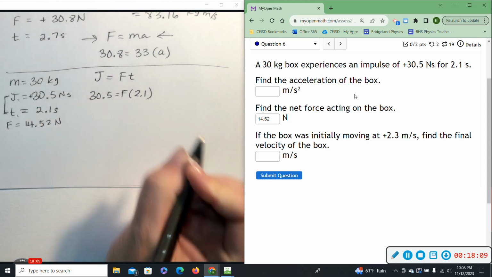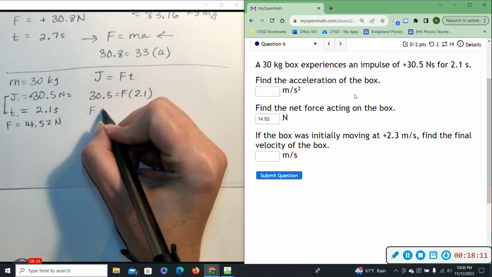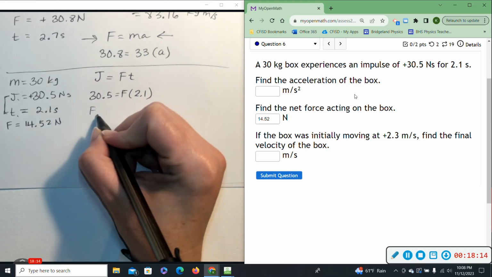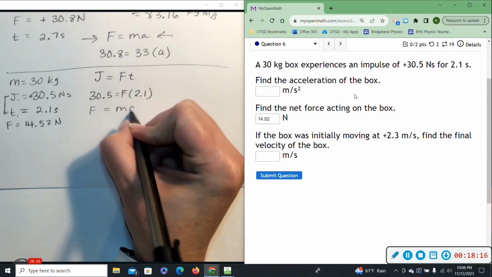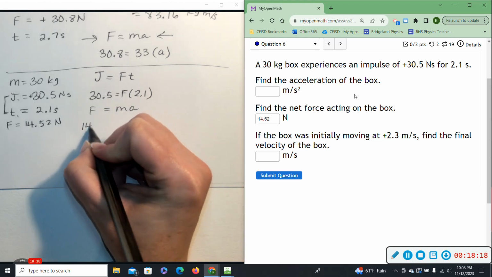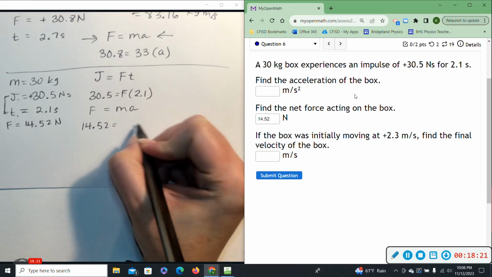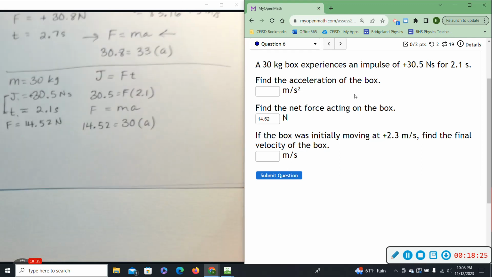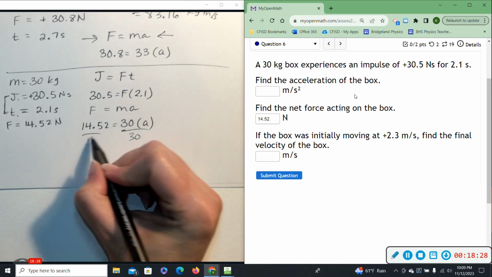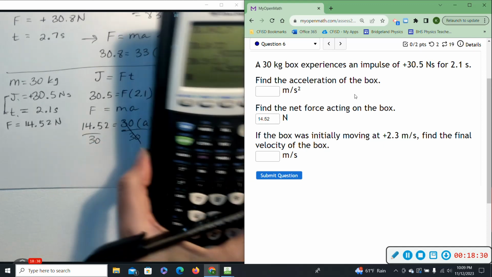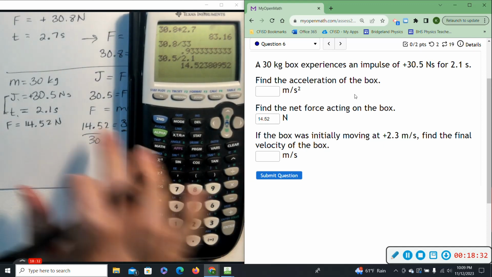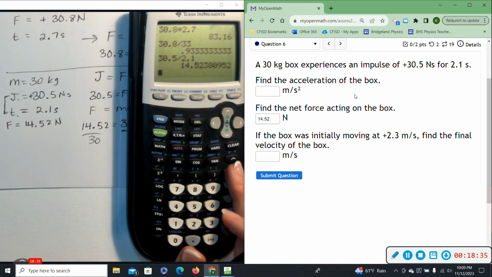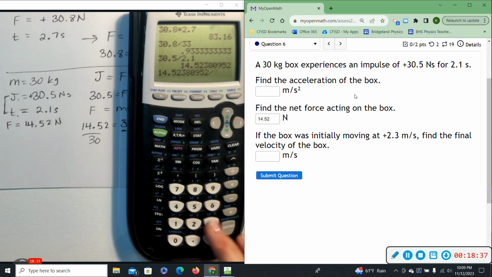Okay, but we can use that force, now that we have it, to find acceleration, because F net, which is my net force, is the only force here, also equals mass times acceleration. And so I have my 14.52. I'm going to set it equal to my mass, which is 30 times a, and I can solve for acceleration if I divide both sides by 30. Okay, so I'm going to take the answer in my calculator. Rather than using the rounded one, use the one that's here. And we're going to divide that by 30. Oops. And we are going to get this as our acceleration.